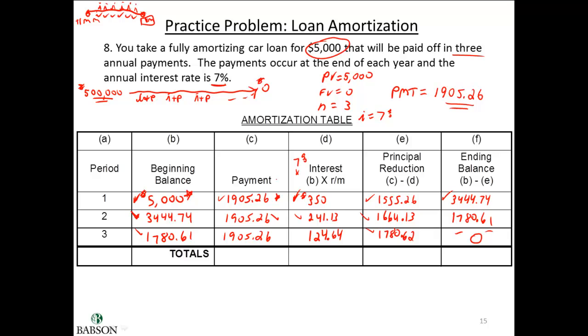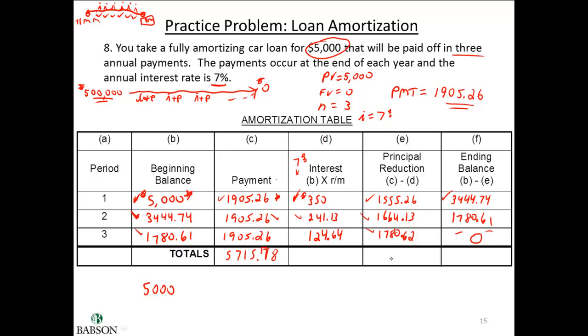So we don't really care about the totals much, but it is useful to think about the fact that you borrowed $5,000. The total amount that you paid over time is going to be $1,905.26 times 3. You're making 3 of those payments. So your total payments are going to be $57.15.